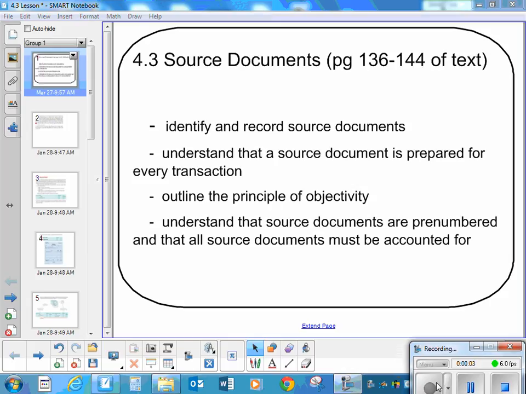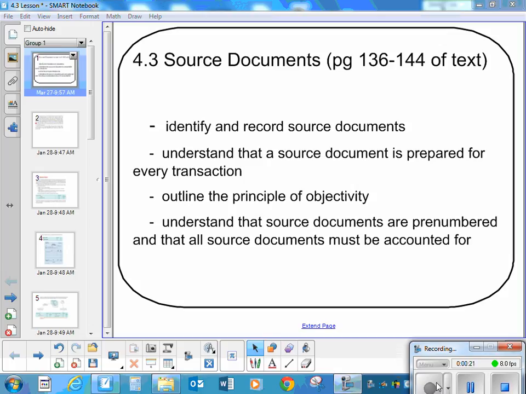Okay, 4.3, we're talking about source documents. It's page 136 to 144 of your textbook if you're following along. The things we're going to talk about are basically source documents, how to identify them, how to record them. We're going to understand that a source document is prepared for every transaction.